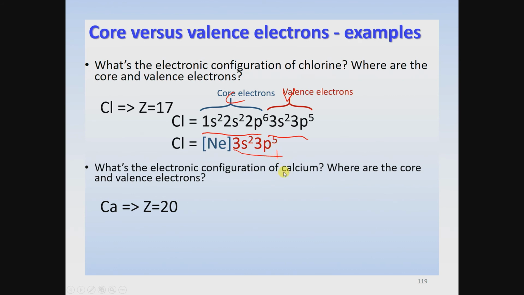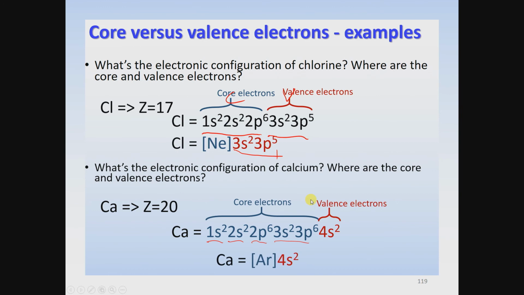How about calcium? I'm hoping you can look at this picture and see that calcium has only 2 valence electrons, which are in the 4th energy level. And how many core electrons does it have? It's going to be 2 here, another 2 for 4, another 6 for 10, and another 8 for 18. So calcium has 2 valence electrons and 18 core electrons.